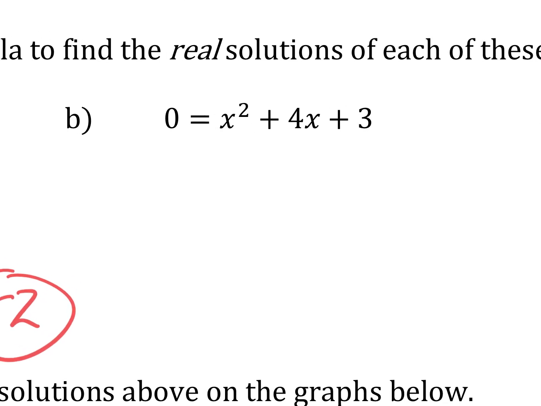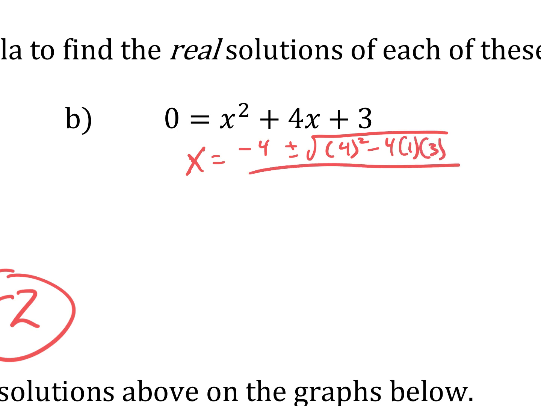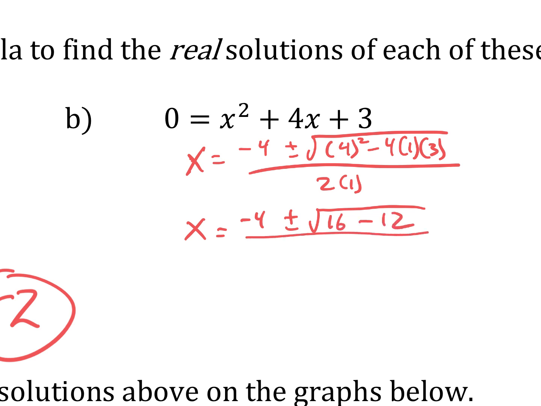Well, let's try this one. Looks a little bit different. So x equals negative b plus or minus the square root of b squared minus 4ac, all over 2a. All right, let's clean that up. We get negative 4 plus or minus the square root of 16 minus 12, all over 2. So we can simplify that. We get negative 4 plus or minus the square root of 4, all over 2.